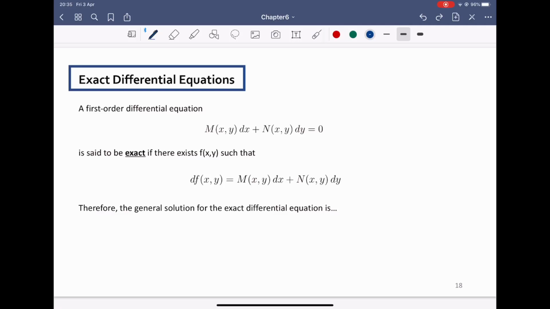Alright, in this video we are going to talk about exact differential equations. So first of all, let's take a look at a definition. A first order differential equation of the form M(x,y) dx plus N(x,y) dy equal to 0 is said to be exact if there exists a function f such that the total derivative of f is equal to M(x,y) dx plus N(x,y) dy.